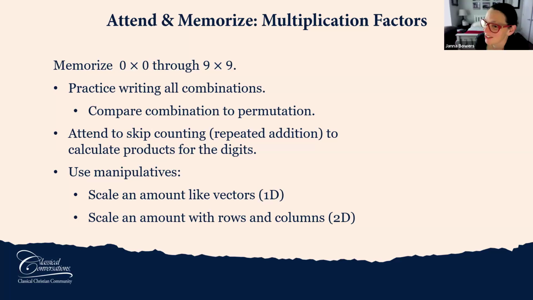Just combinations. And why is that? Because 3 times 4 is the same thing as 4 times 3, so we don't need to list both of them. Excellent. Exactly, right? Because it's commutative, we only need the combinations, which is fewer than the permutations. So if I know all of those combinations, I can allow my students to skip count so that they can see the repeated addition in order to calculate the products for the digits.